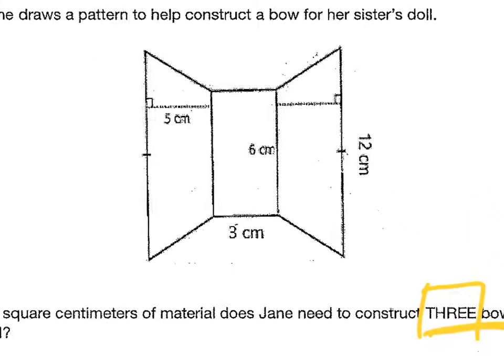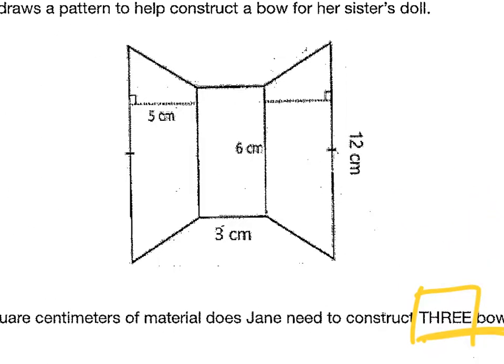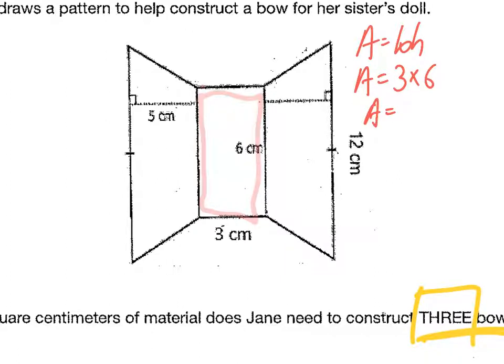So we have to find the area of these shapes here. Let's start with the simple part. We're going to start with the rectangle because that's pretty straightforward. So area of the rectangle is going to be base times height. The base is going to be 3 centimeters times the height of 6. So our area for that rectangle is going to be 18 centimeters squared. So this part right here is 18.